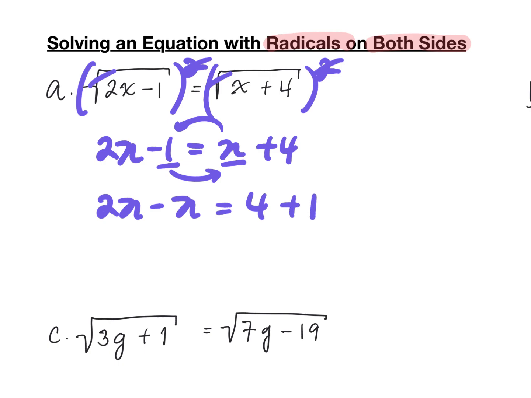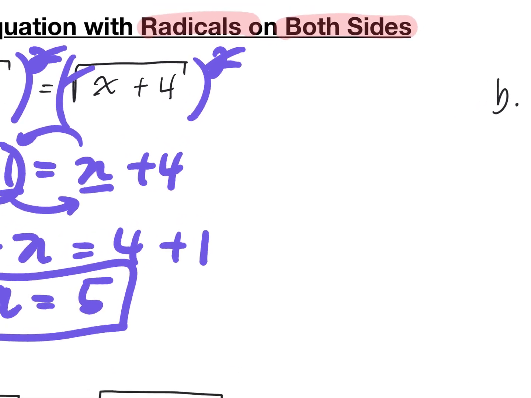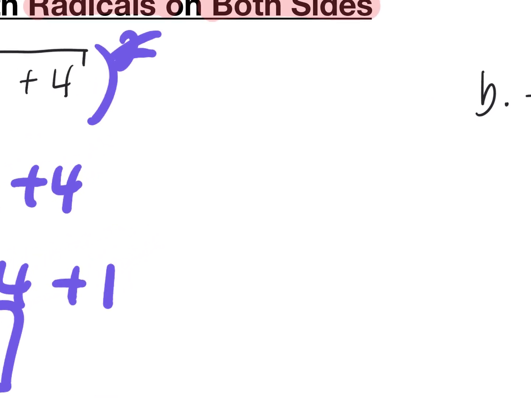Remember that when you transpose this to the other side, the signs will change. So 2x minus x is just x, which is equal to 5. This is going to be our answer. Now, let's recheck if our answer is correct. If x is equal to 5, is it correct now?